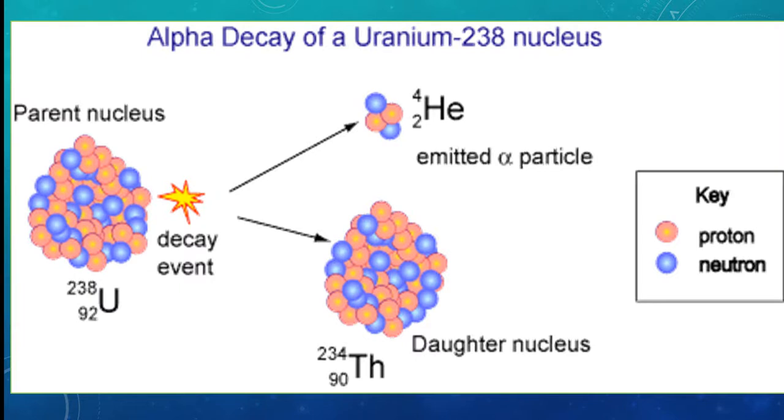Alpha decay is a little different. We're going to have the parent nucleus over here. We're going to have the decay event and send off 2 protons and 2 neutrons. That is helium. And we're left with a daughter nucleus. These words are important here: parent and daughter. Notice this is called an alpha particle. Yes, it's helium, but we call it an alpha particle because, once again, it's being shot out of there. And we end up with our daughter nucleus, which is now different because 2 protons are missing.